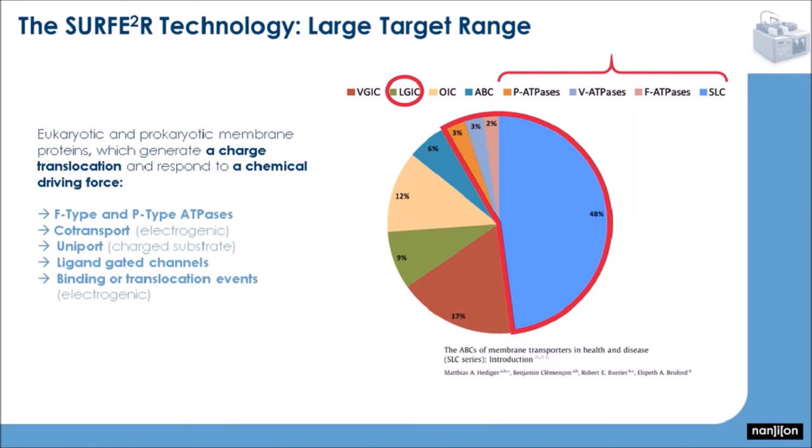On the right side of my slide, you see all the known human membrane transport related proteins. And in red, I marked the groups which are suitable for SURFE technology. So it's quite a lot of targets. But the typical targets are transporters which generate very small membrane currents, which cannot be resolved by other conventional electrophysiology methods.